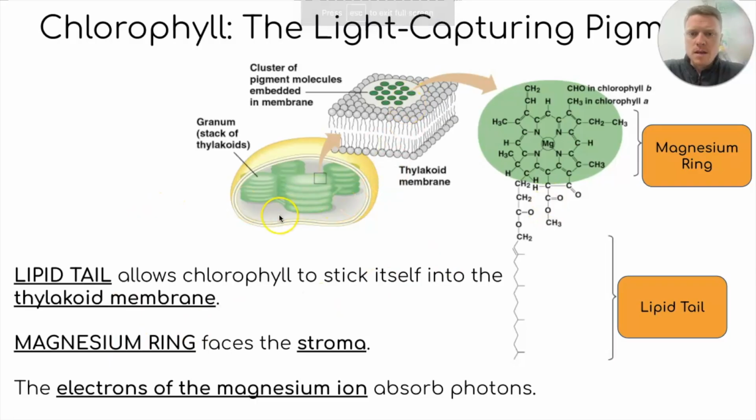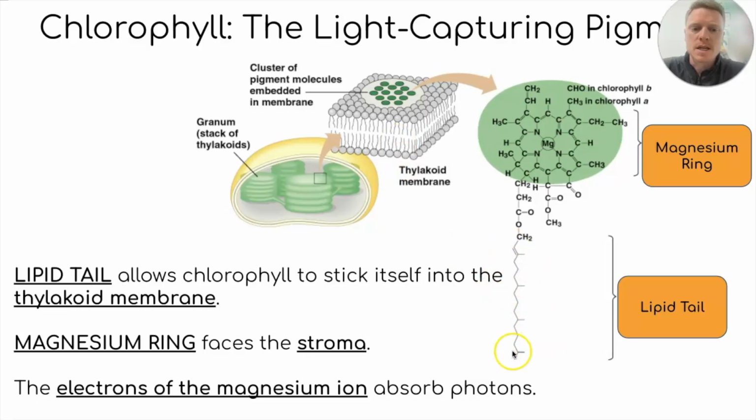All right, so the pigment that we find in plants is called chlorophyll, and chlorophyll is found in the thylakoid membrane of the chloroplast. It kind of looks like a phospholipid because it really needs to. It needs to have this lipid tail here to stick itself into the thylakoid membrane, which, as we talked about earlier, is a phospholipid bilayer. So it needs to interact with this hydrophobic lipid interior of the thylakoid membrane, and this lipid tail is able to do that.